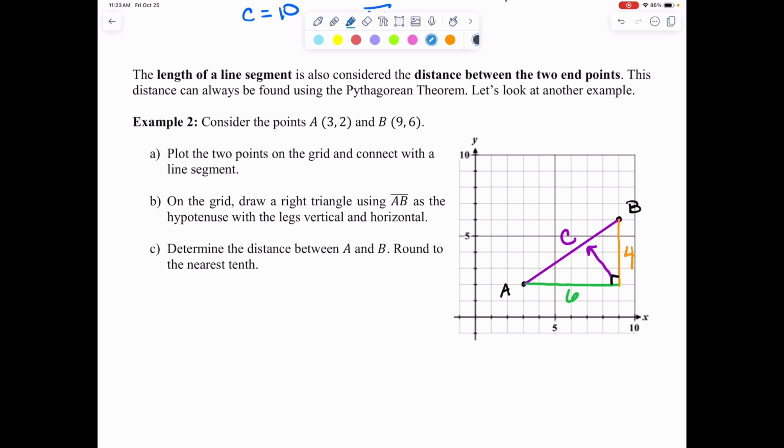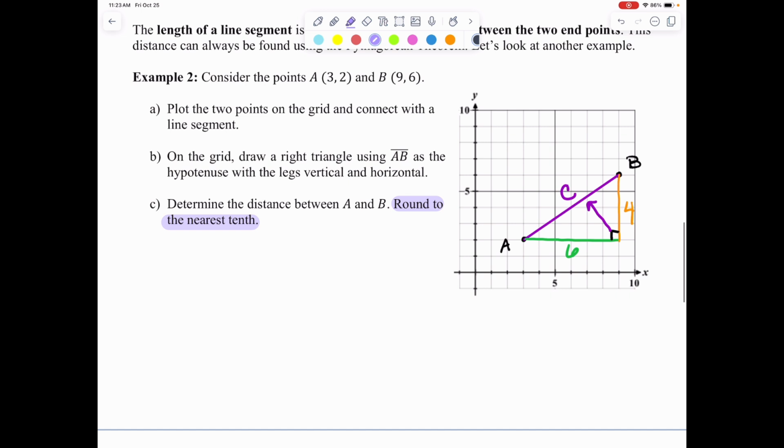And this time, just to show you that the directions can always be changing and your answers might not always come out nicely, it's telling us we have to round to the nearest tenth. So let's see what they mean by getting our answer here. We're going to use the Pythagorean theorem. One of our legs is 4. Our other leg is 6. And we don't know the hypotenuse.